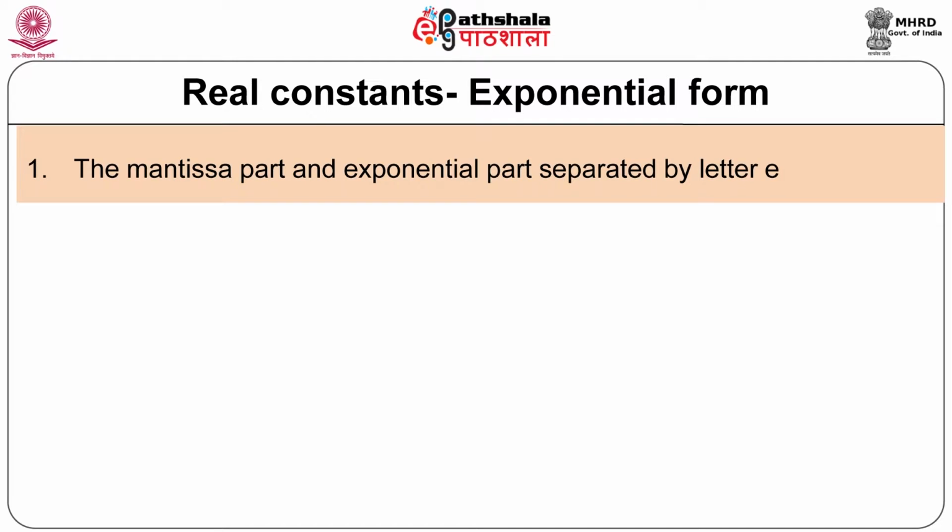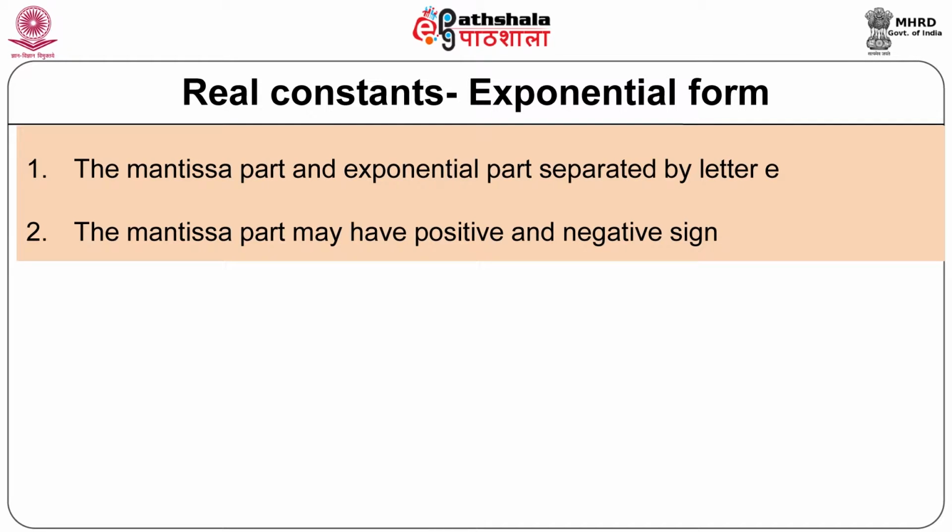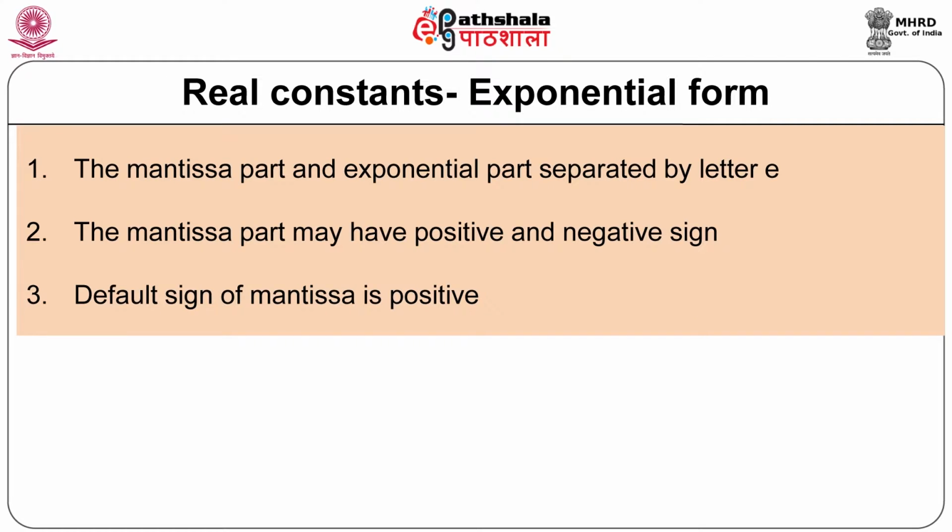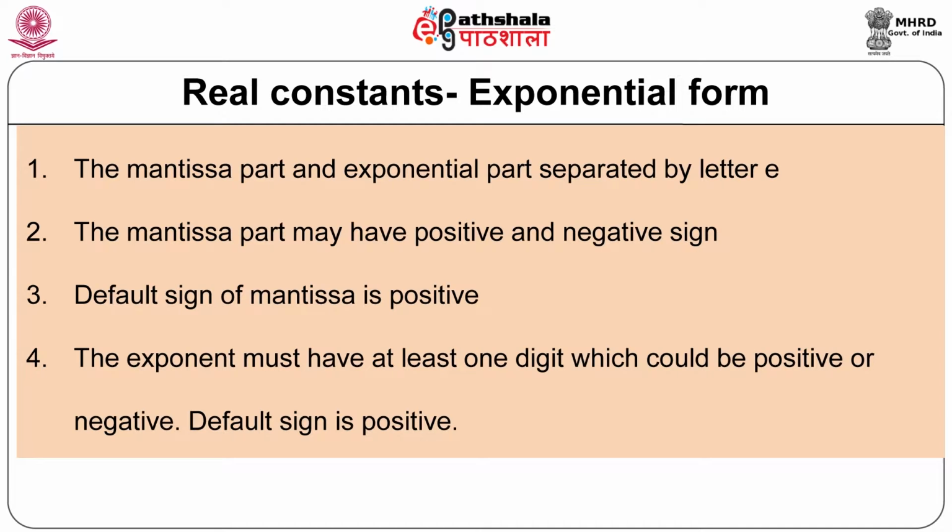An exponential form real constant has the mantissa part and the exponent part separated by the letter E. The mantissa part may have a positive or negative sign. The default sign of the mantissa is positive. The exponent must have at least one digit, which could be positive or negative. The default sign of the exponent is positive.